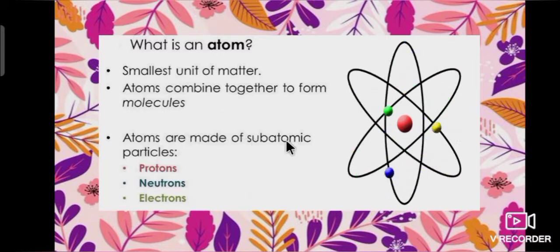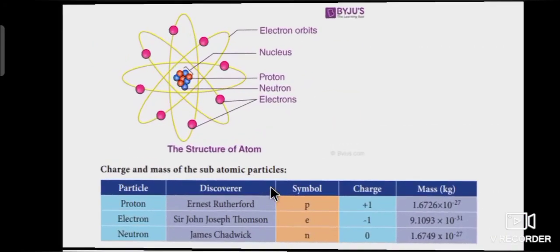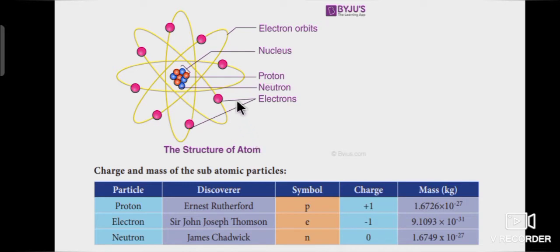Atoms are made of subatomic particles. They are protons, neutrons and electrons. Students, protons and neutrons are in the center, which is also called the nucleus. Electrons revolve around the nucleus. The electron's moving path is called an orbit. This is the structure of an atom.